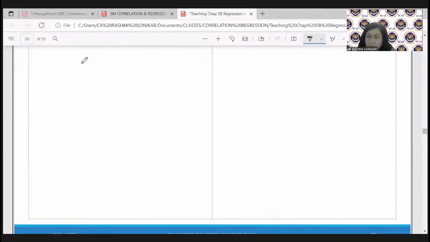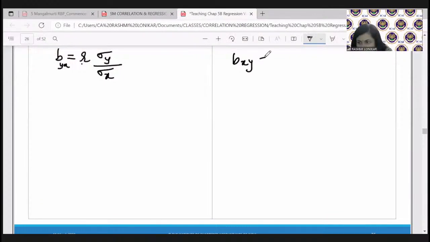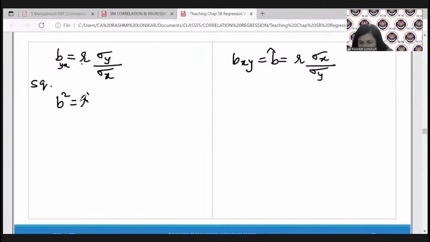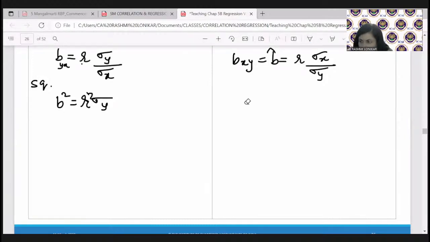See, what happens is that I have b equal to r sigma y upon sigma x. So byx is equal to this, and bxy, which is also written as b cap, is equal to r sigma x upon sigma y. Squaring, what do I get? b square is equal to r square sigma y square upon sigma x square.